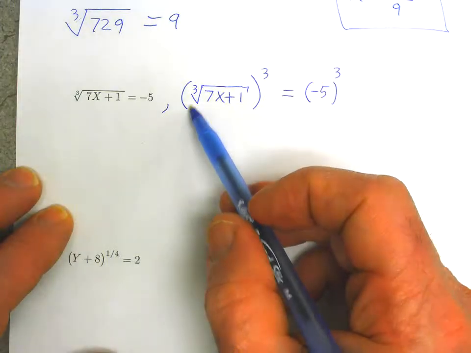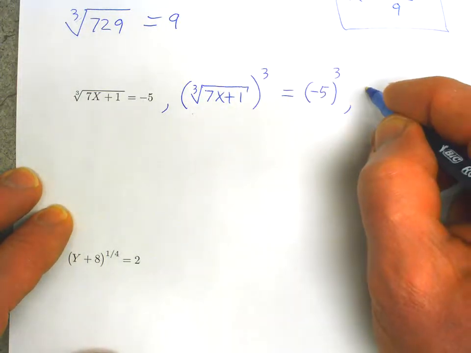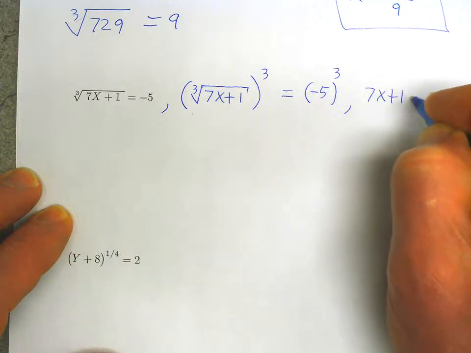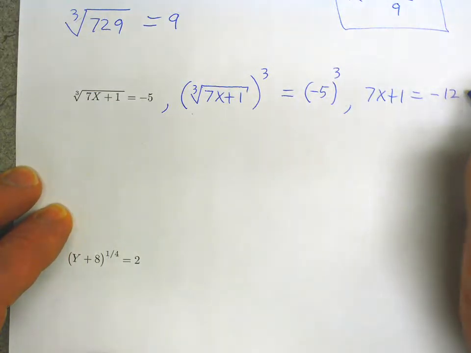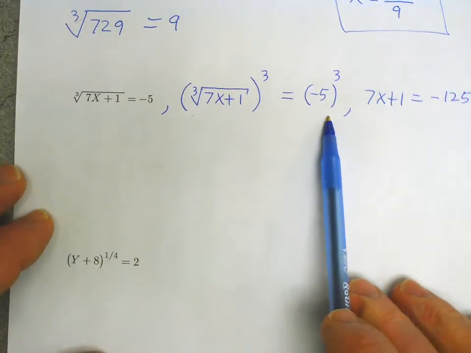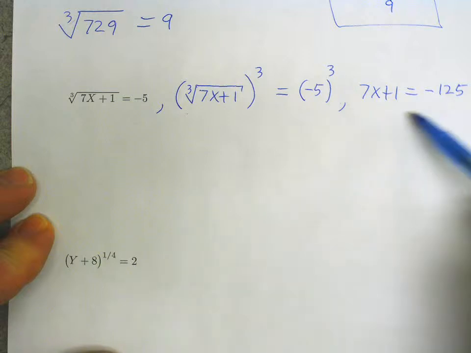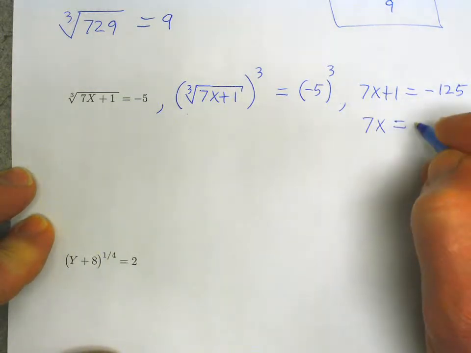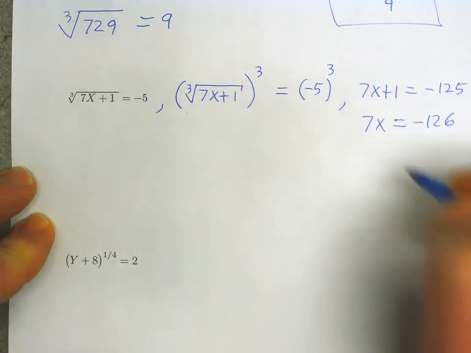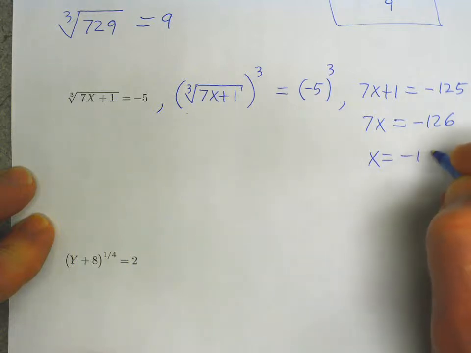When we raise the cube root of 7x plus 1 to the third power, we just get 7x plus 1. And negative 5 to the third is negative 125, because that's just negative 5 times negative 5 times negative 5. Then we'll solve this equation for x. Subtract 1 from both sides: 7x equals negative 126. Then divide both sides by 7. Negative 126 divided by 7 is negative 18.